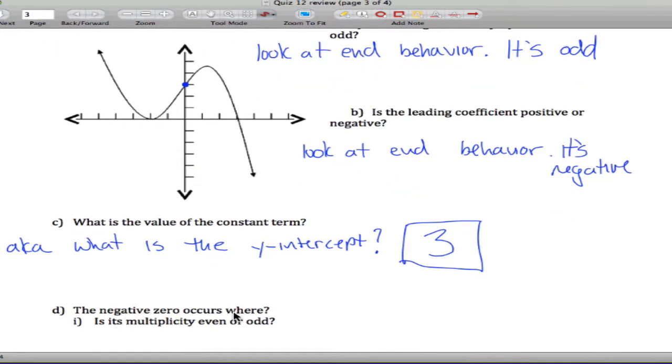The negative zero occurs where? Okay, zeros are another word for x-intercepts. That's important. So x-intercepts go by zeros or by roots. There's subtle differences when you get into different levels of math. For our purposes, those three things are synonymous. Zero, x-intercept, and root all mean the exact same thing for our purposes. The negative zero, okay, so we have an x-intercept right here and right here. And so it's referring to this one. It says the negative zero. This zero is at negative 2. This one is at positive 3.